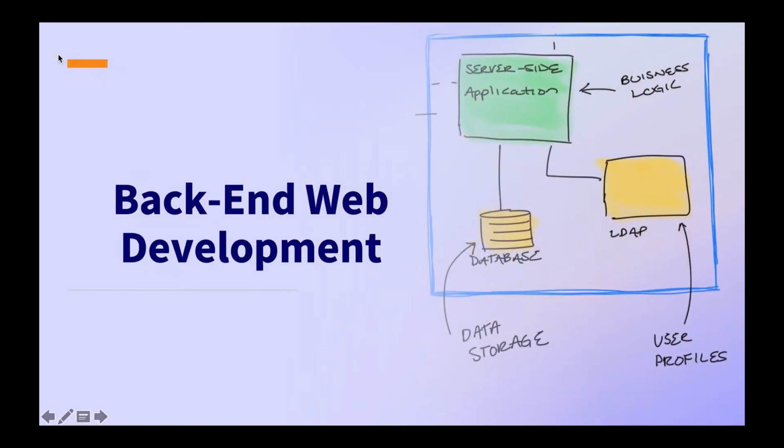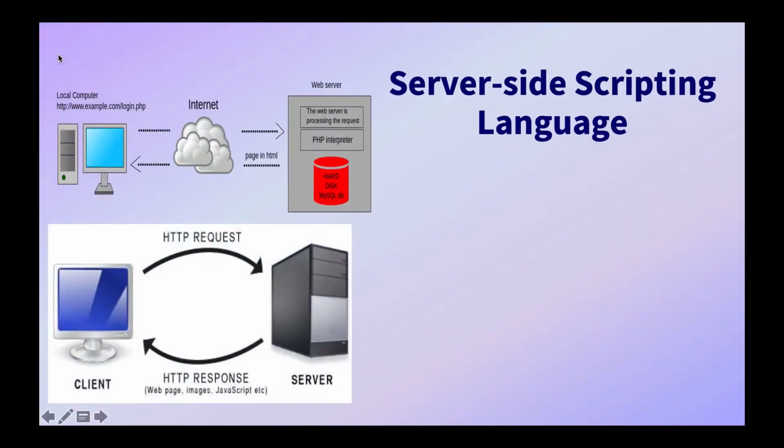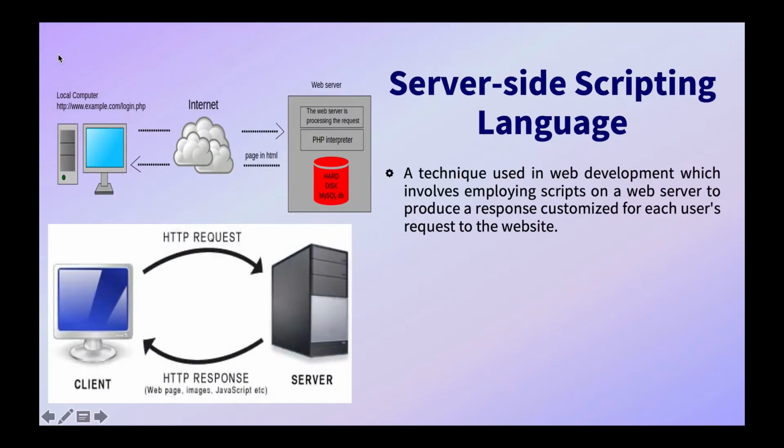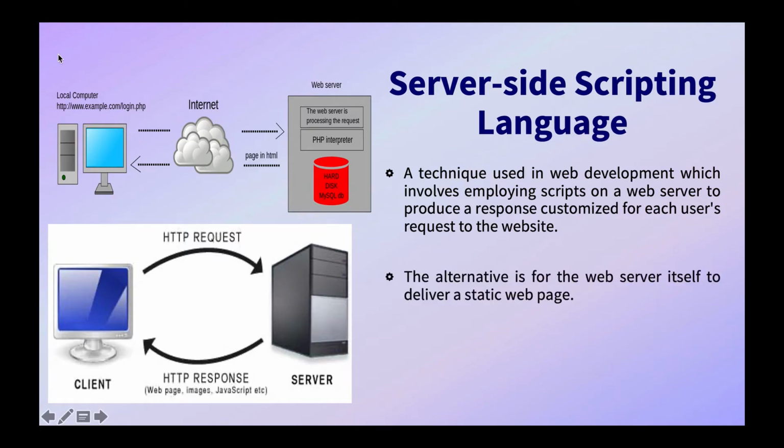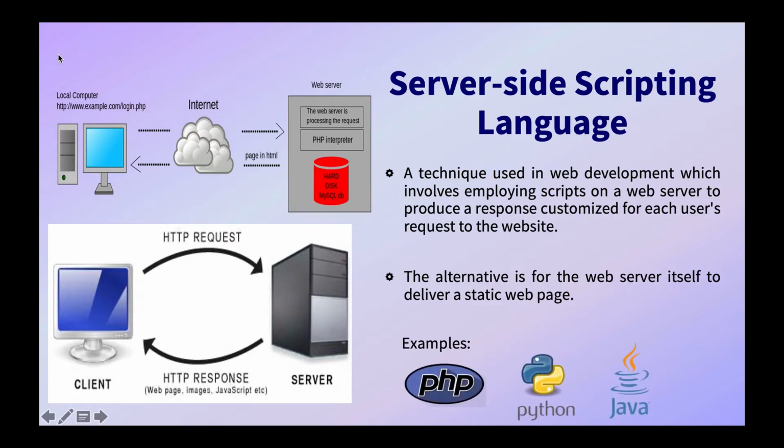Now let's talk about back-end web development. First off, we have server-side scripting languages, or back-end languages. It is a technique used in web development which involves employing scripts on a web server to produce a response customized for each user's request to the website. The alternative is for the web server itself to deliver a static web page. Here are some examples of server-side scripting languages: PHP, Python, and Java.